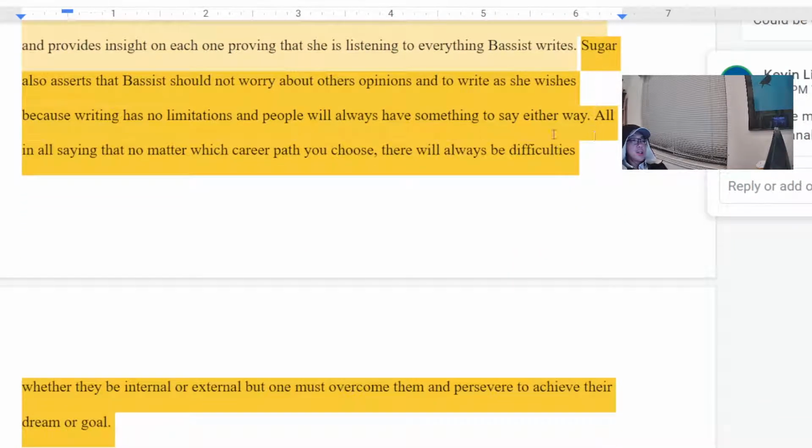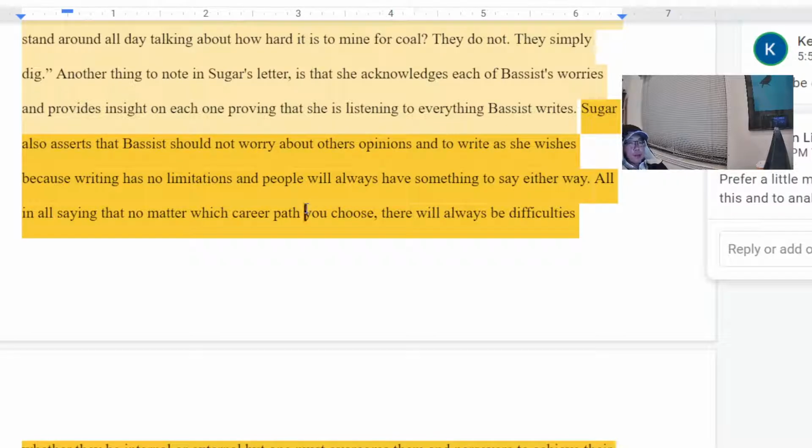But student goes to say, Sugar also asserts that Bassett should not worry about other opinions and to write as she wishes because writing has no limitations and people always have something to say either way. All in all, saying that no matter which career path you choose, there will always be difficulties, whether they be internal or external, but one must overcome them and persevere to achieve their dream or goal. So it's kind of like a more flowery ending, but it still works, right? It definitely talks about what this piece is generally intending for, but at the very end of it, I still wish there was more evidence, right? Because she does mention how there's this lack of worry needed or whatever. So I kind of wish that there was something concrete to refer to, some example from Sugar, something like that.